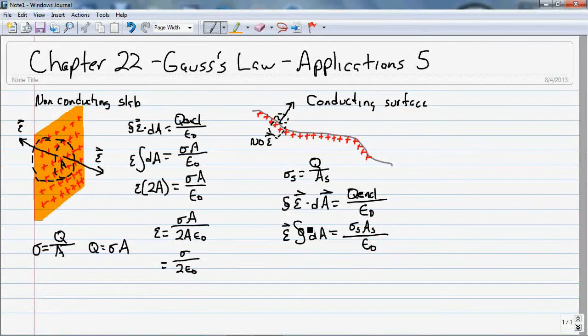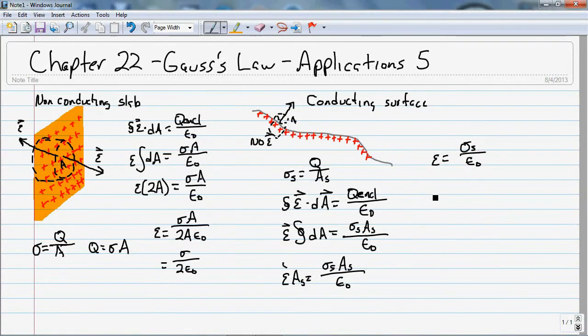over epsilon naught. And in this case, because the electric field is not coming out of the back end, it's only coming out through the top, and that area is, we'll say, A, then I will have electric field times A is equal to sigma_S times A_S divided by epsilon naught. So E is equal to, well, actually this should be A_S. If I divide by A_S, the A_S's are going to go away, and I get sigma_S over epsilon naught.